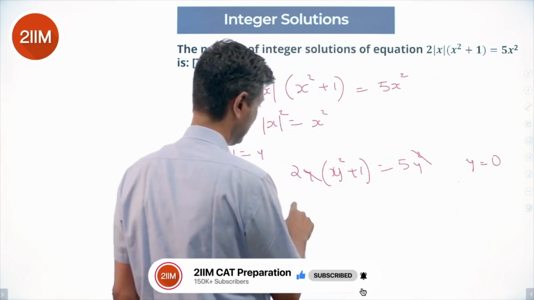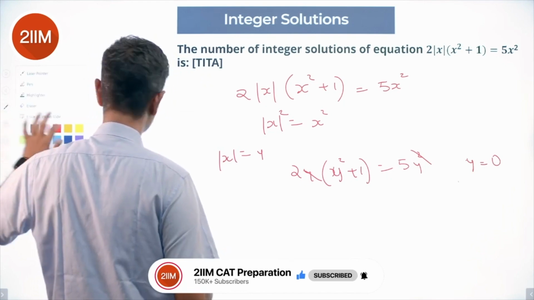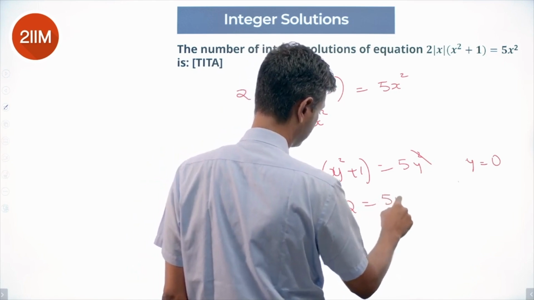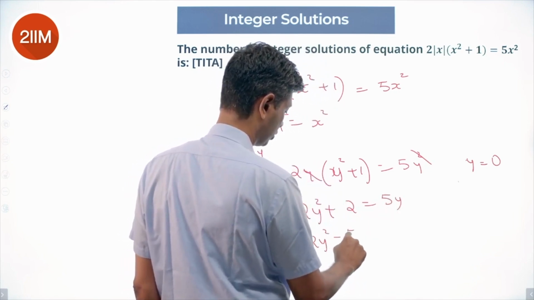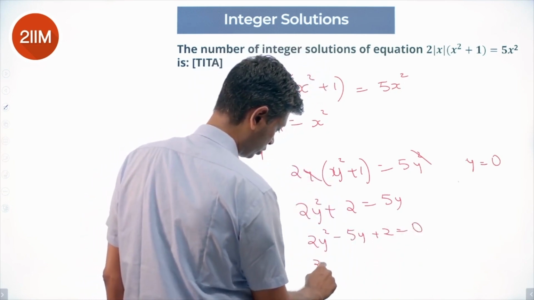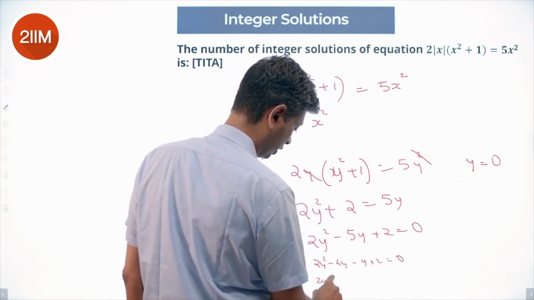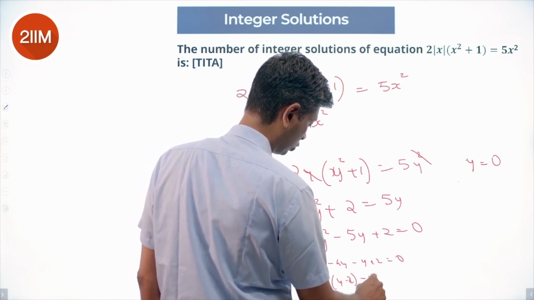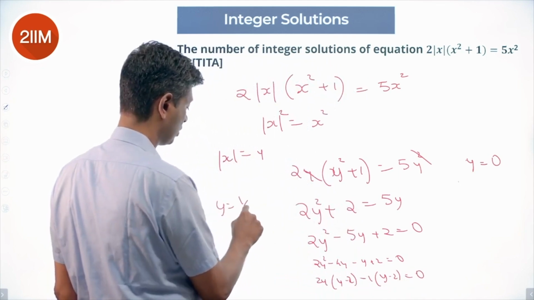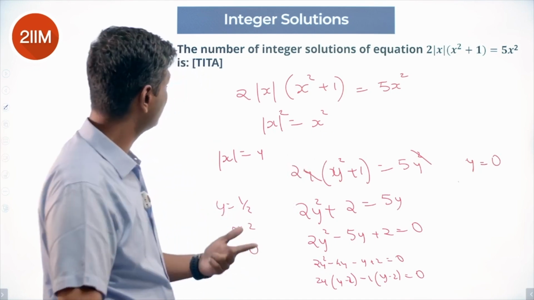0 works. And then we have 2y square plus 2 equals 5y. 2y square minus 5y plus 2 equal to 0. So 2y square minus 4y minus y plus 2 equal to 0. 2y into y minus 2 minus 1 into y minus 2 is 0. So y is half or 2. There's already a 0 that's possible. 0, half and 2, that works.